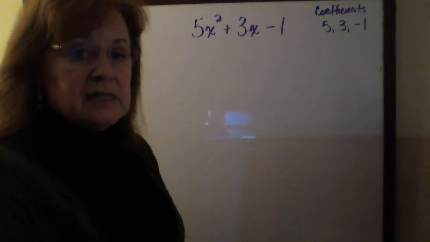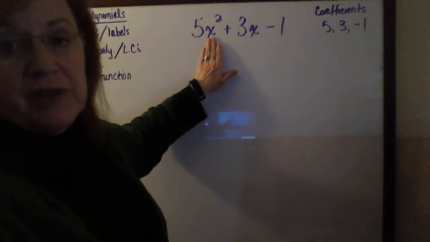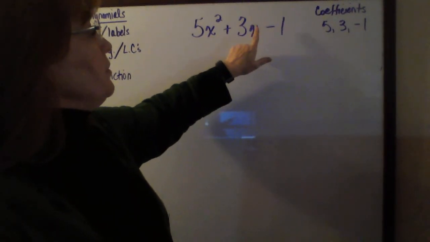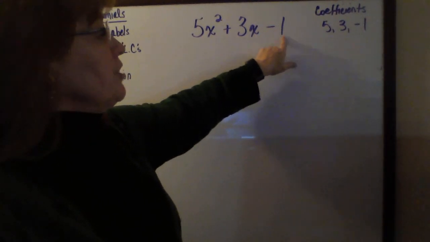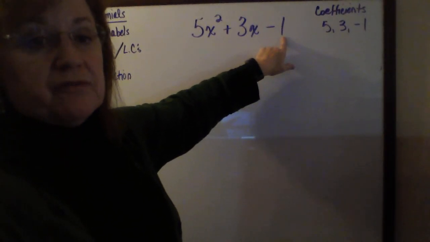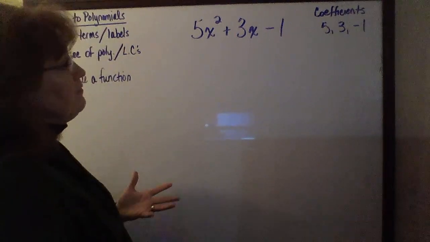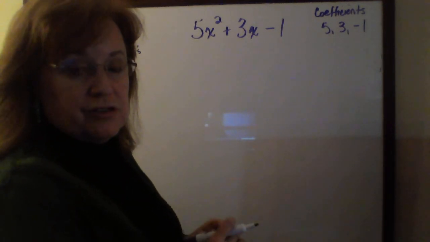This trinomial is in descending order because the highest power of exponent, which is a 2, is first on the variable. The x term is next, and then the term without an x, or appearing to not have one, is last. Okay? The degree of the polynomial is 2 because the highest power of exponent is 2.